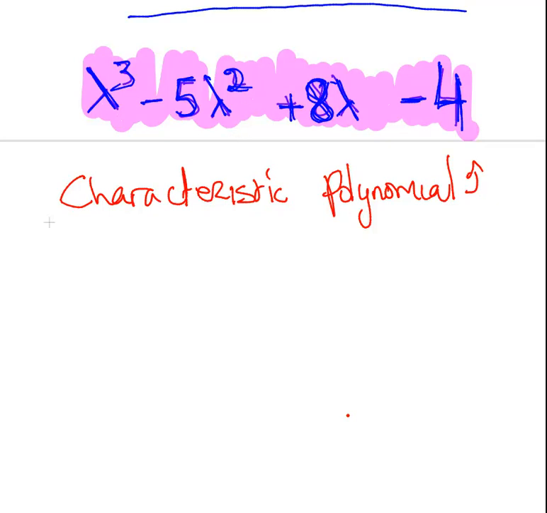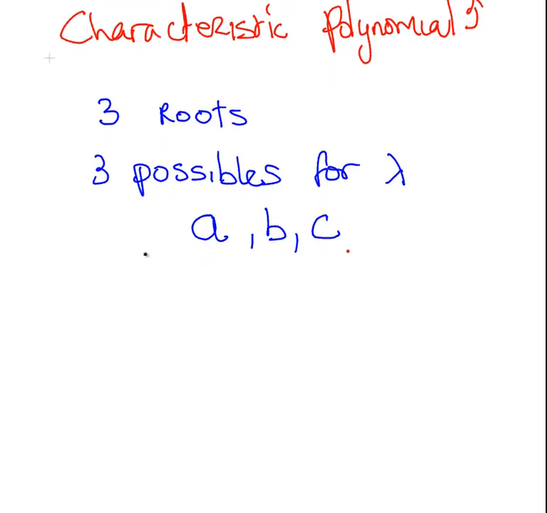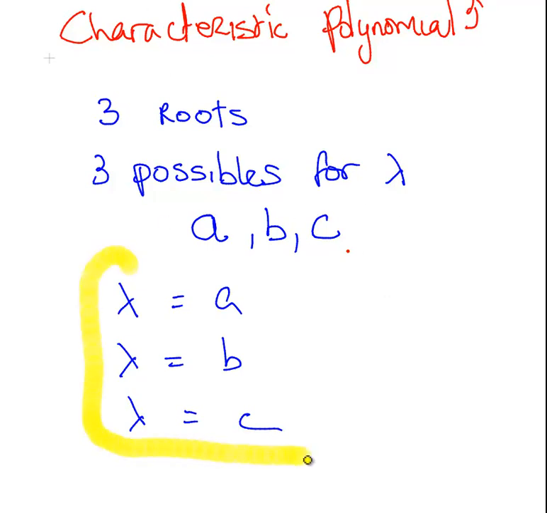First off, I'm just going to remark this is a polynomial of degree 3, so we expect 3 roots to this. That's to say 3 possible values for lambda that solve that equation, that are consistent with that equation. What I'm going to call them is A, B, and C, just for the time being. If A, B, and C are the roots of an equation, that means lambda equals A, lambda equals B, lambda equals C.